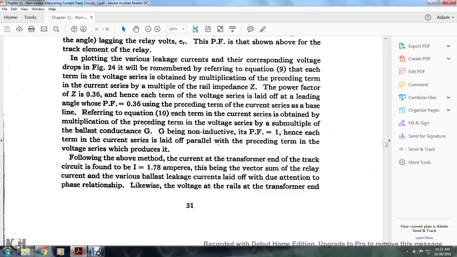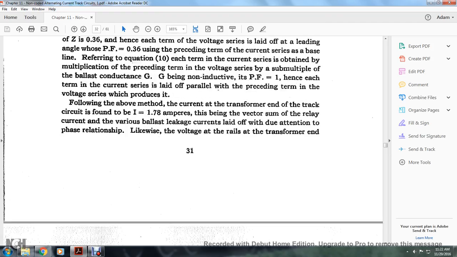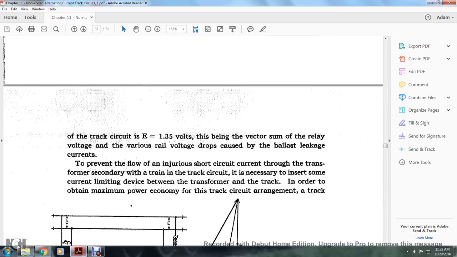the current for the transformer end of the track circuit is found to be I equal to 1.7 amperes. This would be the vector sum of the relay current with the various ballast leakage currents laid off in the proper phase relationship. Likewise, the voltage of the rail at the transformer end of the track circuit is equal to E at 1.3 volts, being the vector sum of the relay voltage and the various voltage drops caused by the ballast leakage currents.